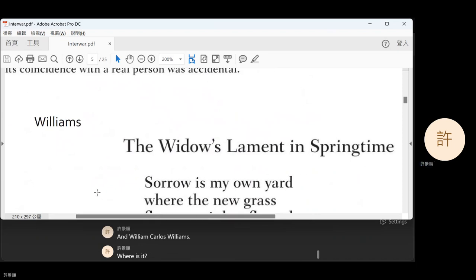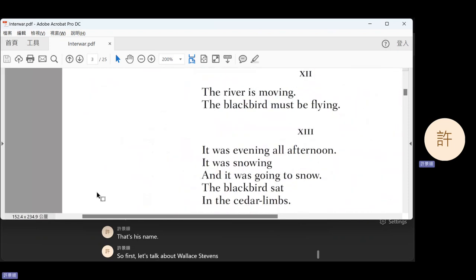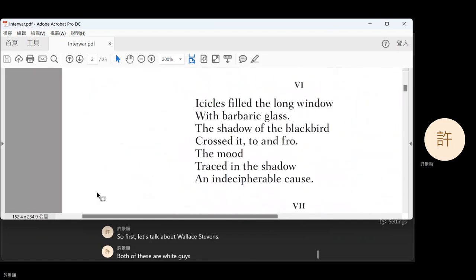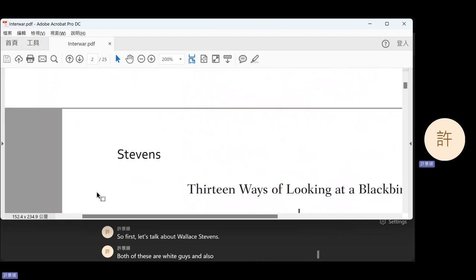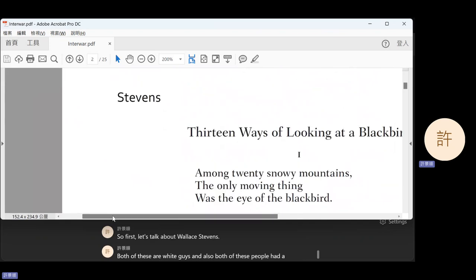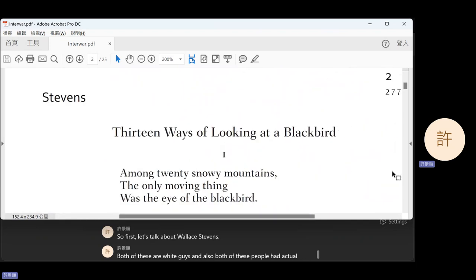There we go. Yes, his name is William Carlos Williams. That's his name. So first, let's talk about Wallace Stevens. Both of these are white guys. And also, both of these people had actual day jobs. They were not primarily poets.